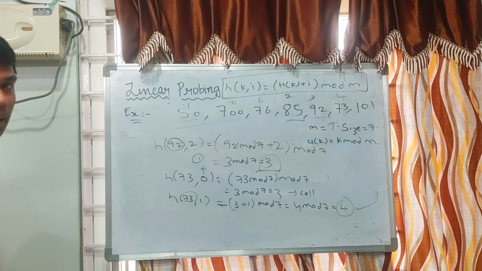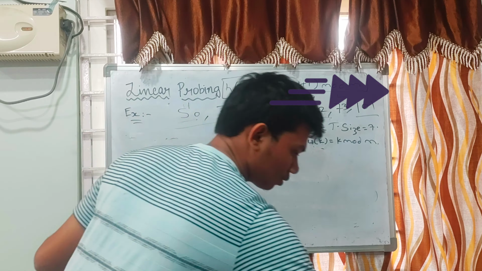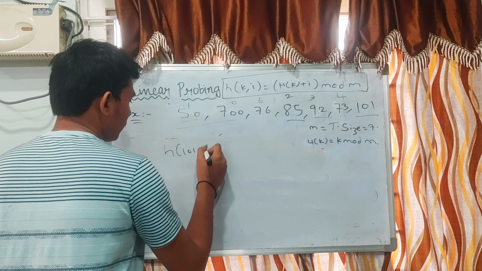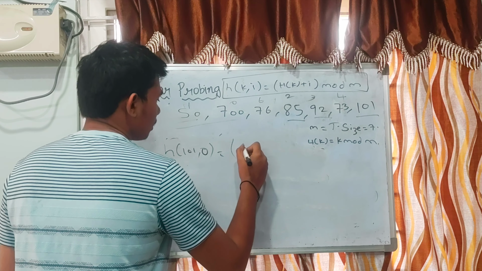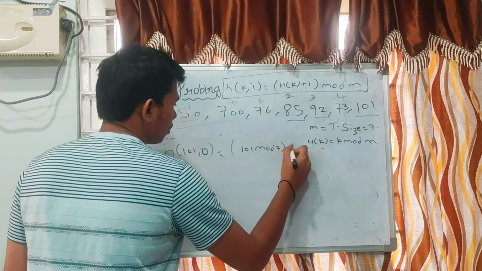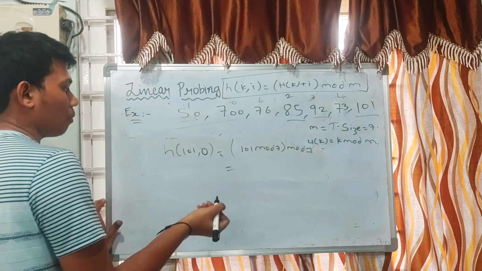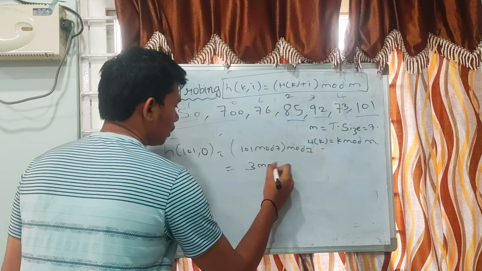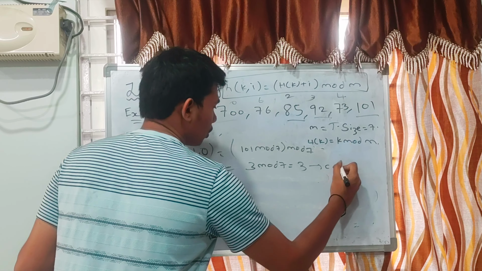Now we are going to insert our last element, that is 101. Again we have to start with our default probe number 0, and that is 101 mod 7. You know that 101 mod 7 is 3, mod 7 again gives 3, and it is leading to a collision.